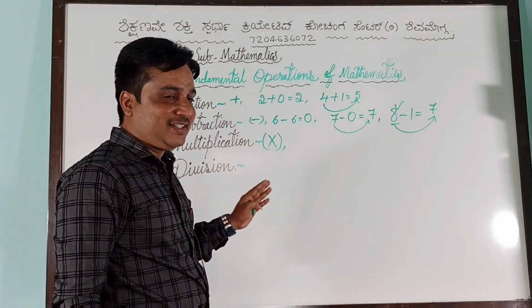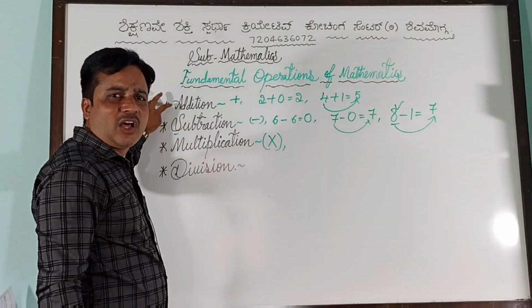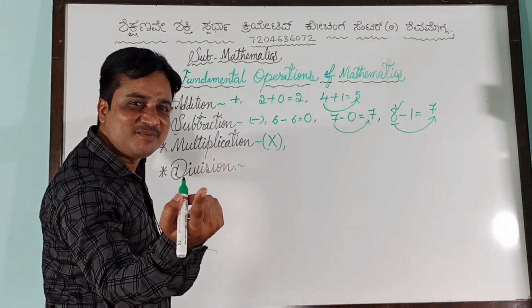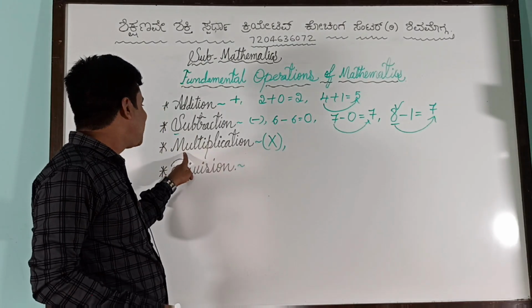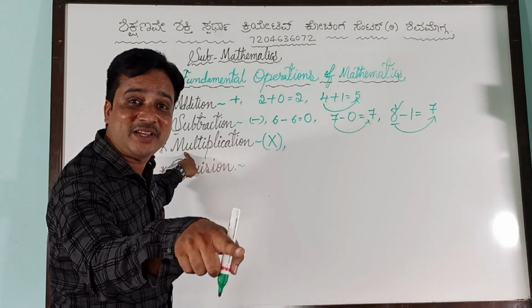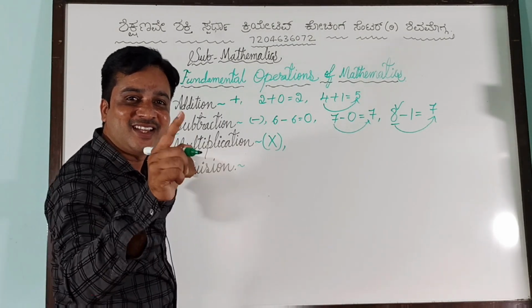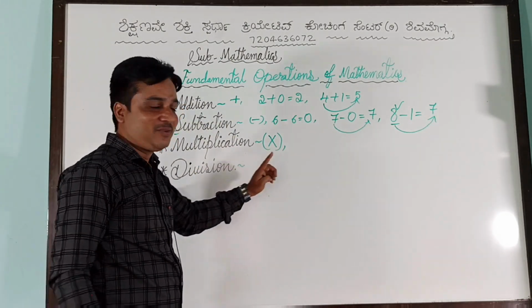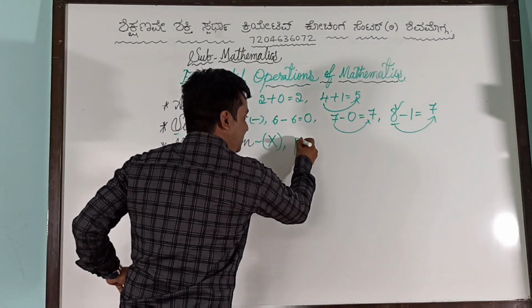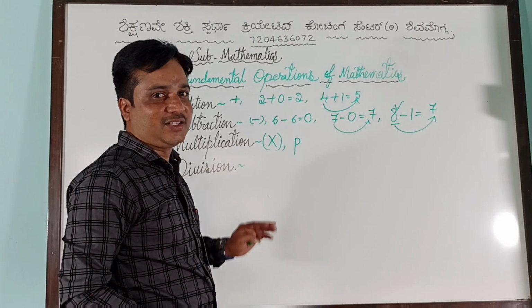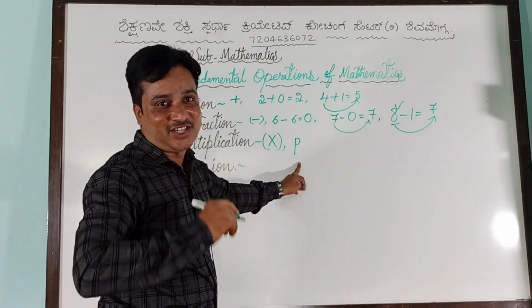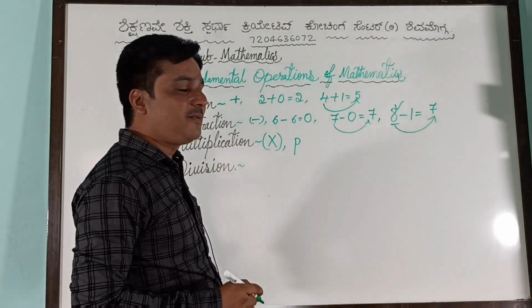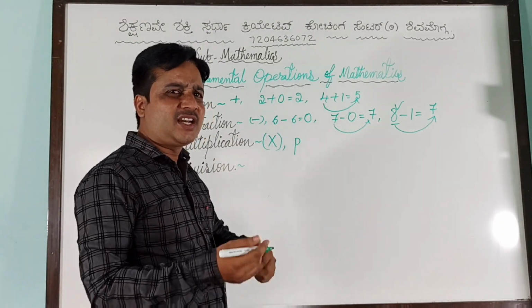Next, we understood the answer in addition is called sum, the answer in subtraction is called difference. Now let's see, the answer in multiplication is called what? Yes, you are right, product. The answer in multiplication is called product. Okay, so here also some properties are there. Let's understand them.